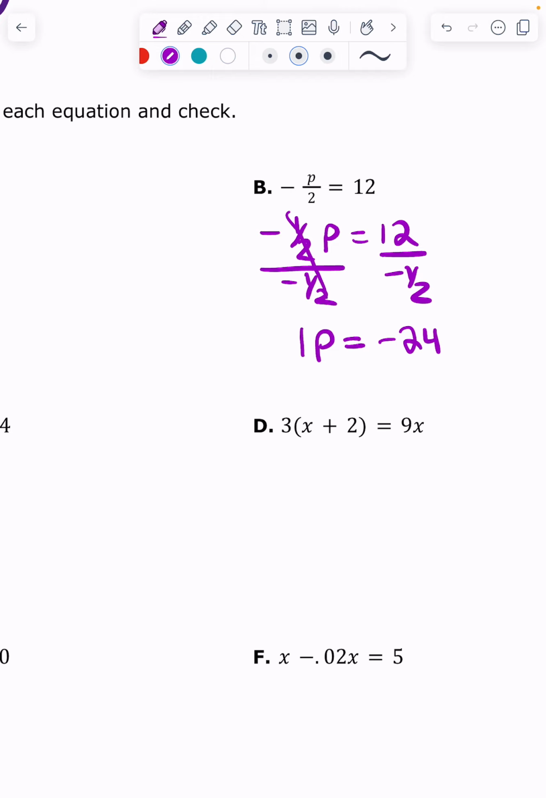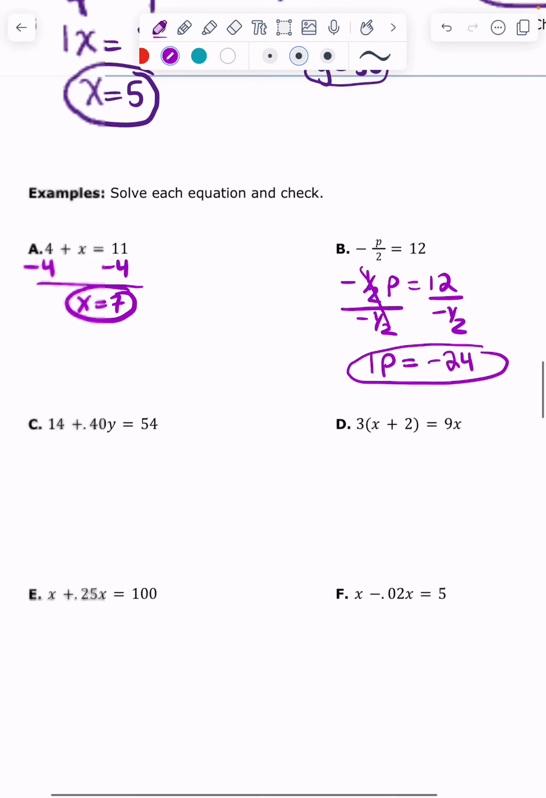Again, you could multiply both sides by -2. Whatever makes more sense to you.